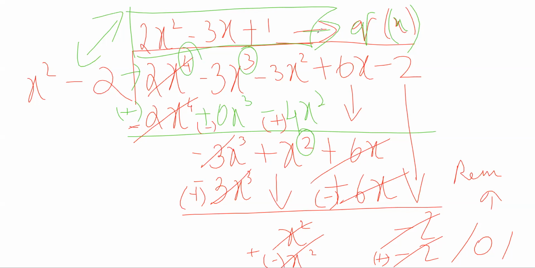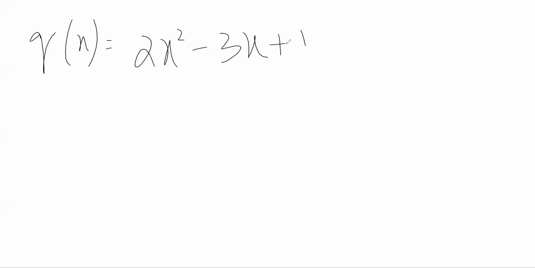Now we have factorized 2x to the power 4 minus 3x cube minus 3x square plus 6x minus 2. So now let's find the other two zeros. For this, you need to take the q of x and factorize it. We have taken the q of x, that is 2x square minus 3x plus 1.